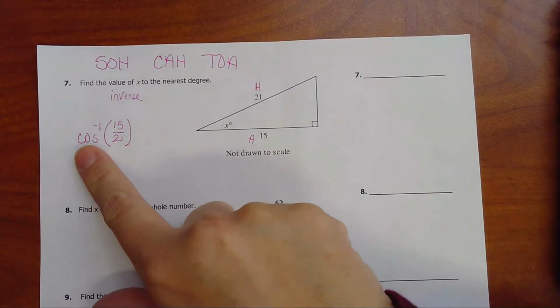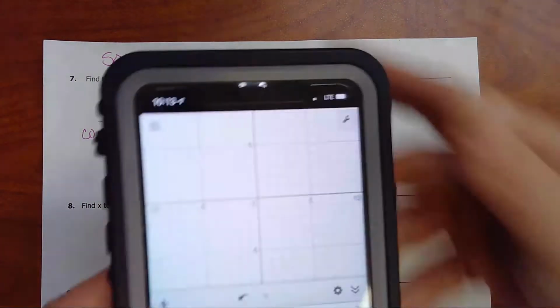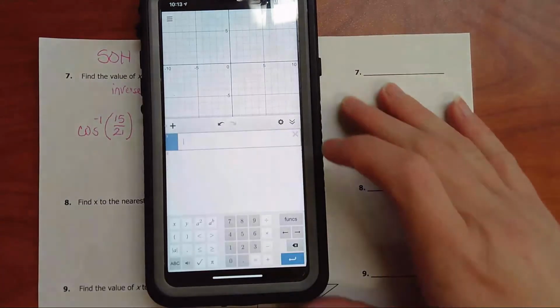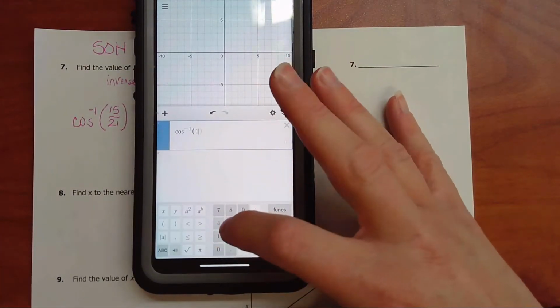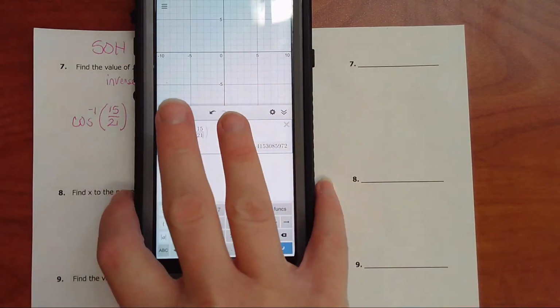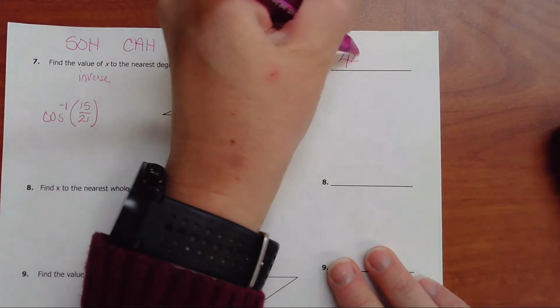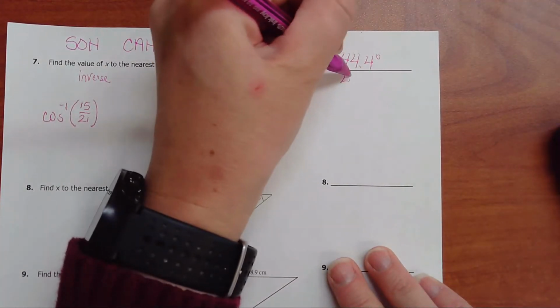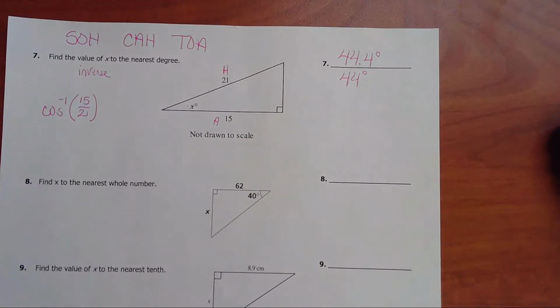So again, I can't stress enough, I need to see this. If I don't see that, you're going to lose points. So I exit out of there. Function cosine -1, 15 divided by 21, and I get 44.4 degrees. So you could do 44.4 degrees, or you could just do 44 degrees. I don't care. Either one is totally fine.